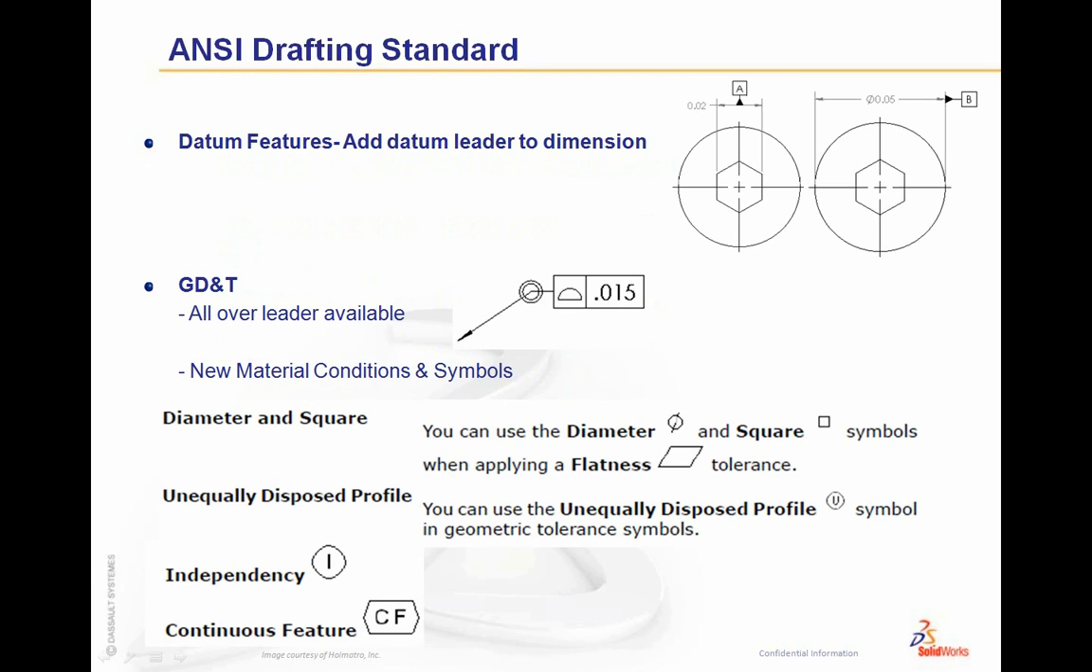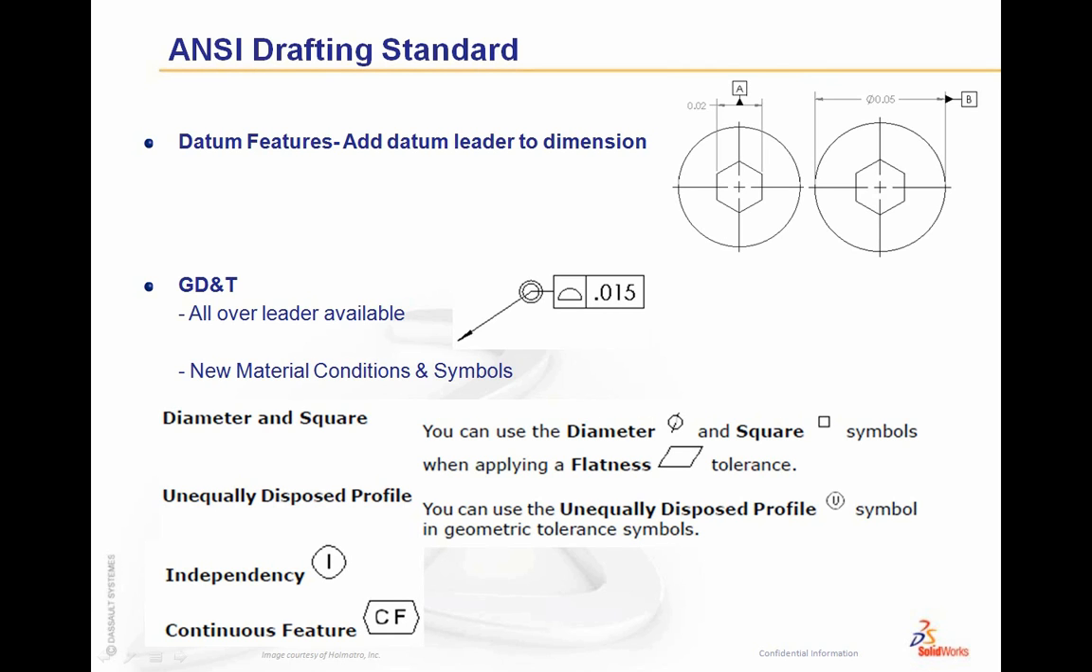For some of the ANSI drafting standards, some of the changes are first with datum features. Now you can add the datum leader to dimensions. If you look at the top there, depending on how your dimensions are dimensioned inside of your drawing view, you can either have the datum feature off the extension line, if you have your dimension in the center there, or if your dimension is offset outside of your extension lines, then you can have the datum feature going right to the center of where your dimension normally is there.